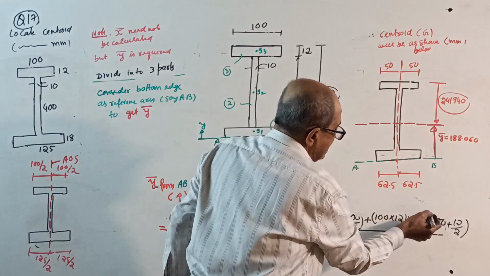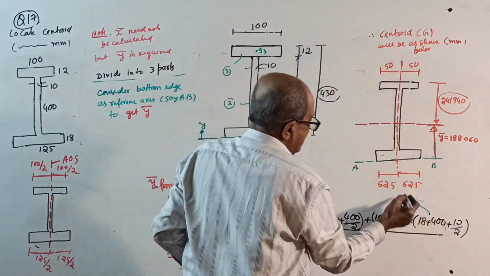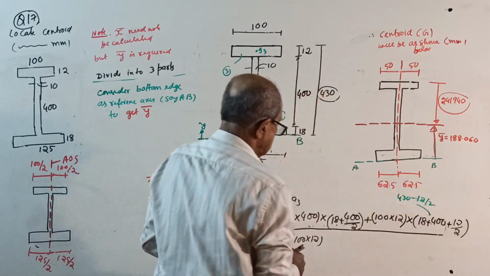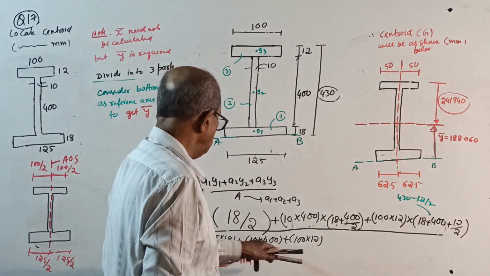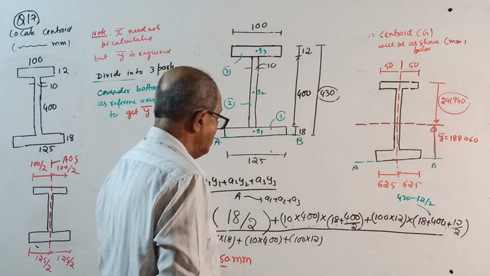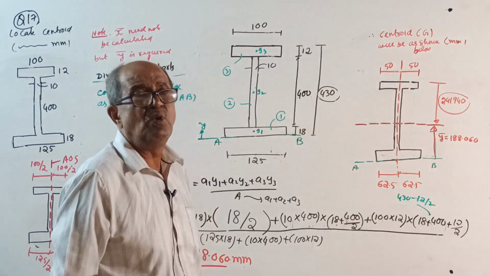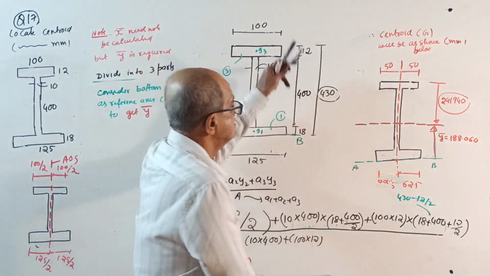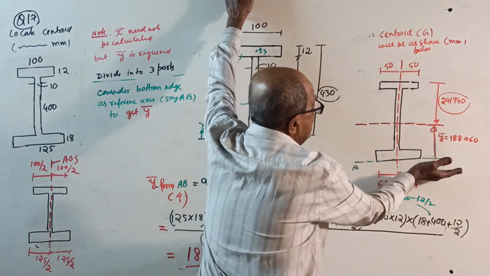Or you can do one thing, 430 minus 12 by 2 also will do. Divide by A1 plus A2 plus A3, y bar will come 188.060. Third decimal, 0. Okay, so y bar is 188.060.